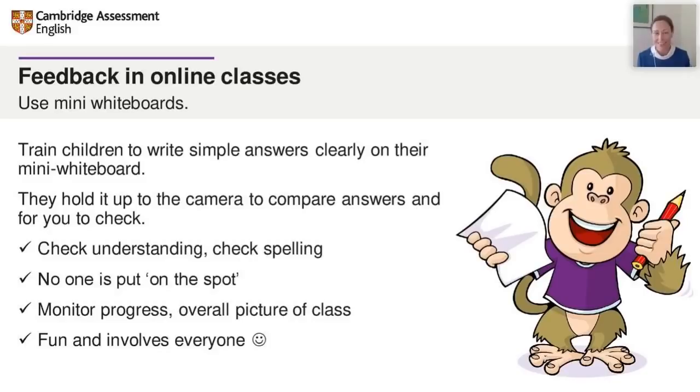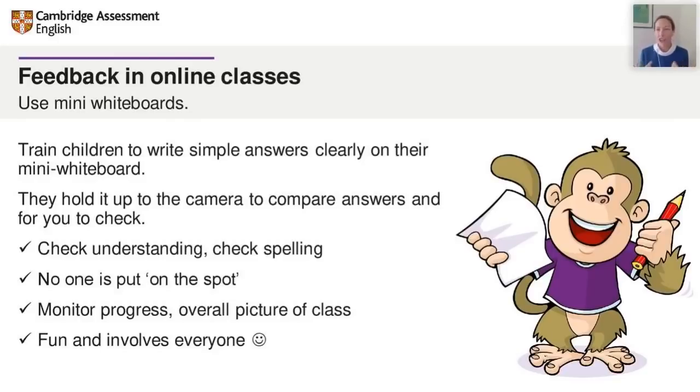What do we do with it? Well, you train kids to write answers really clearly and really big on their mini whiteboard, and then they can hold it up to the camera and you can check their answers. Why is this good? It's a quick way of checking understanding. You can check their spelling as well this way. If everyone's doing it, no one is put on the spot.